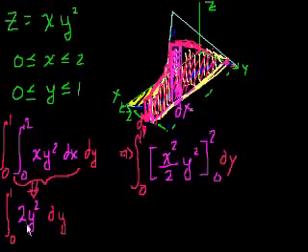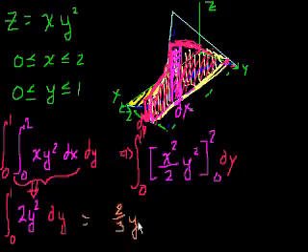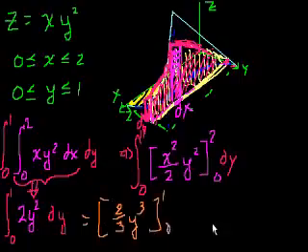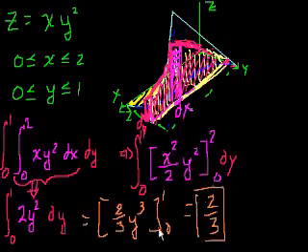What's the antiderivative of 2y squared? Well, that equals 2 times y to the third over 3, or 2/3 y to the third. We're going to evaluate that at 1 and 0, which is equal to, let's see, 1 to the third times 2/3, that's 2/3, minus 0 times 2/3. Well, that's just 0. So it equals 2/3. If our units were meters, it would be 2/3 meters cubed, or cubic meters.